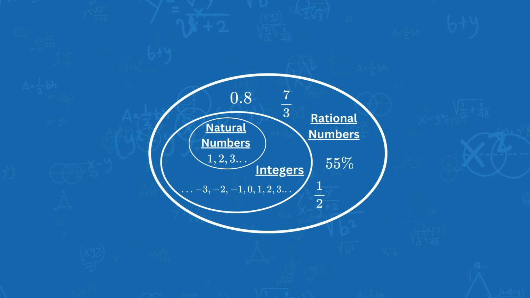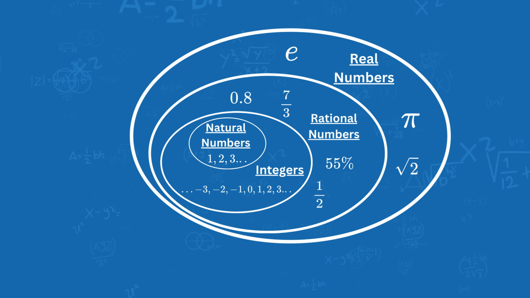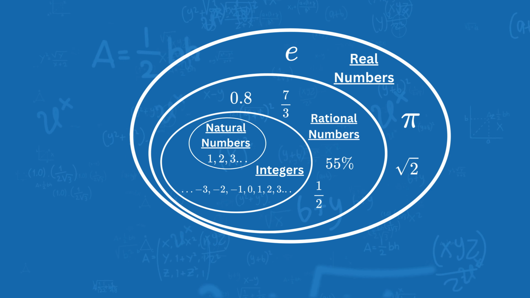Now we dive into the real numbers. Real numbers include all the rational numbers and also the irrational numbers. Irrational numbers can't be expressed as a simple fraction. Their decimal form is non-repeating and non-terminating. Examples include the square root of 2 and pi. So real numbers cover everything on the number line.